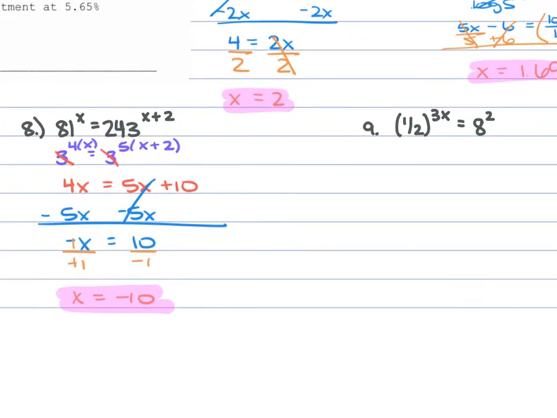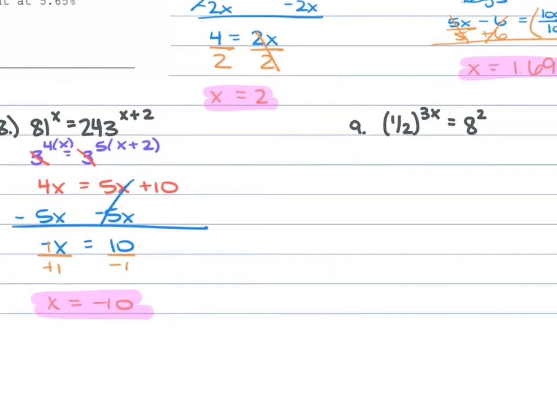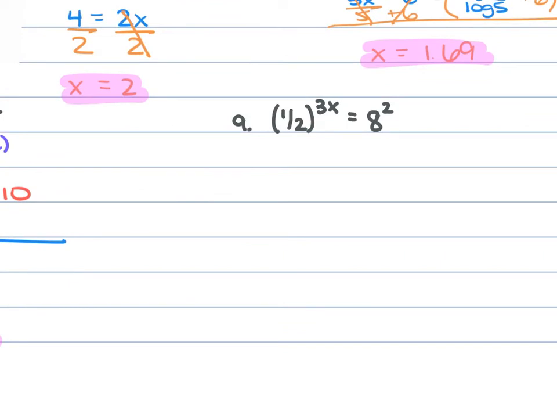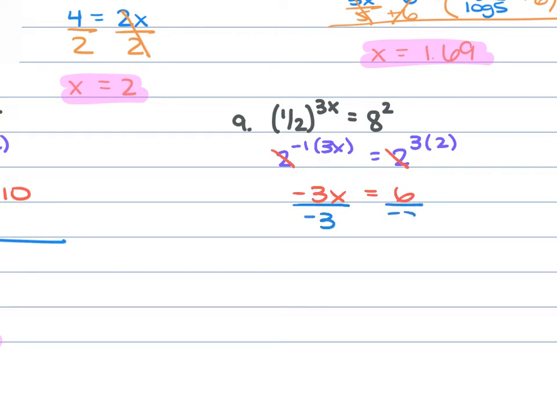For 9, we have 1/2 to the power of 3x is equal to 8 to the 2nd power. This 1/2 is the same thing as 2 to the negative 1st power, so that's going to be multiplied by the power of 3x, and that 8 is 2 to the 3rd power times the power of 2. Those 2's can cancel, so we're working with negative 3x is equal to 6. We divide each side by the negative 3, and we get that x is equal to negative 2.